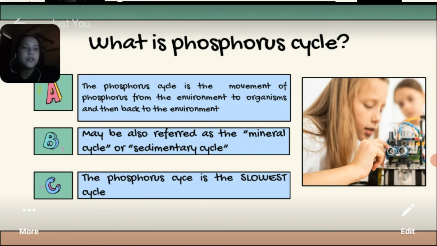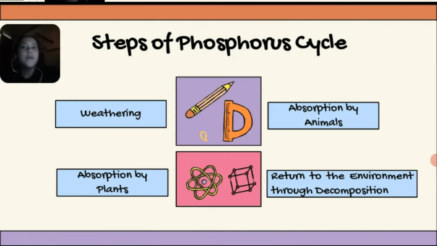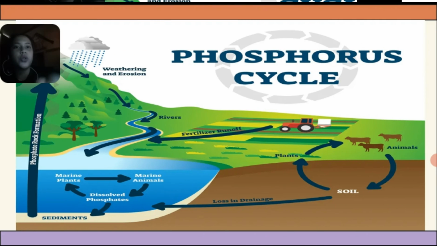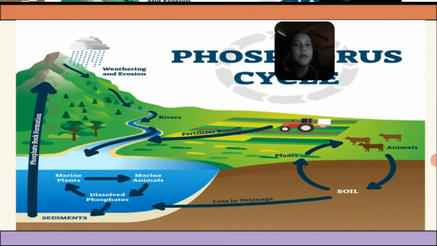So next, there are four steps of the phosphorus cycle. First is weathering, next is absorption by plants, next is absorption by animals, then next is return to the environment through decomposition. Let me show you. So here is an image of the phosphorus cycle, to make it easier to explain.